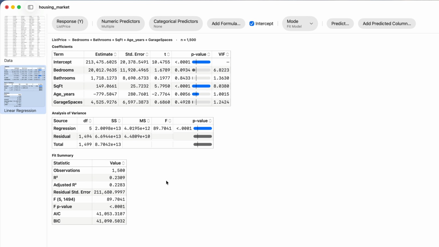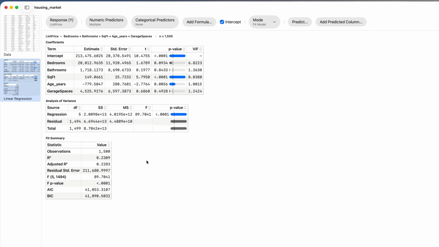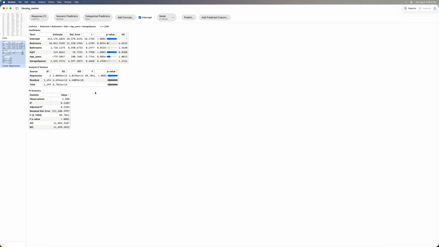Watch out though. Plain R² always rises when you add a predictor. The adjusted version only climbs when a predictor earns its place. A high R² doesn't mean the model is sound.